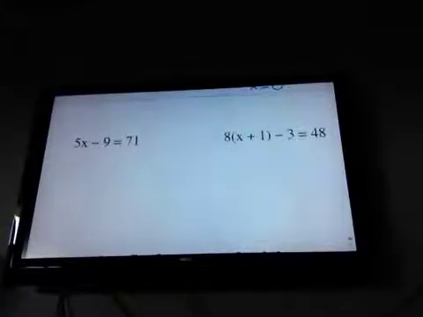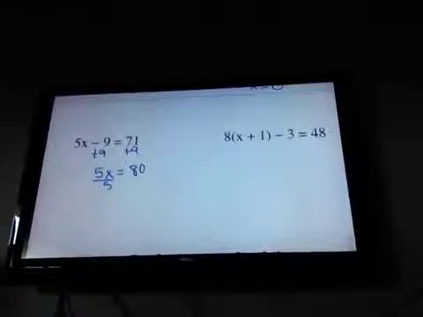Here I'm going to move my constants. I got my x's on the left. I'm going to move the constant terms to the right. So I'm going to add 9. And then divide by 5. And x is 16.